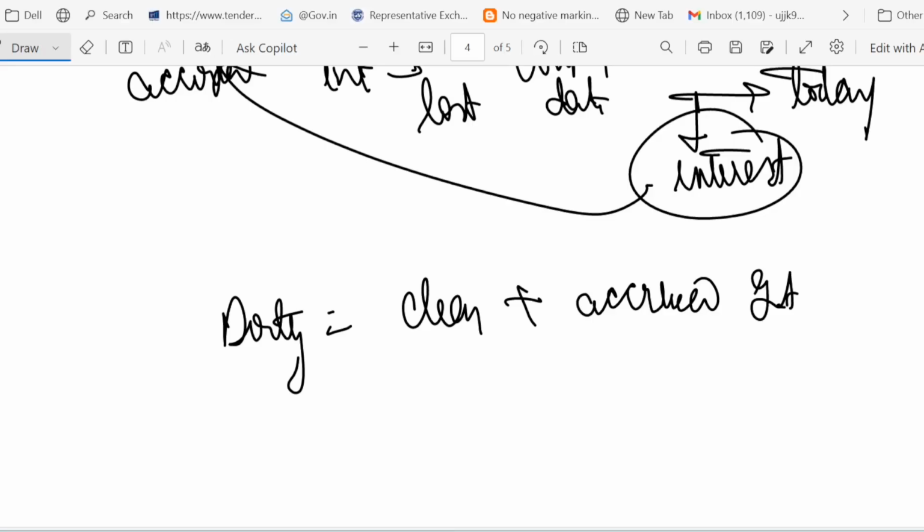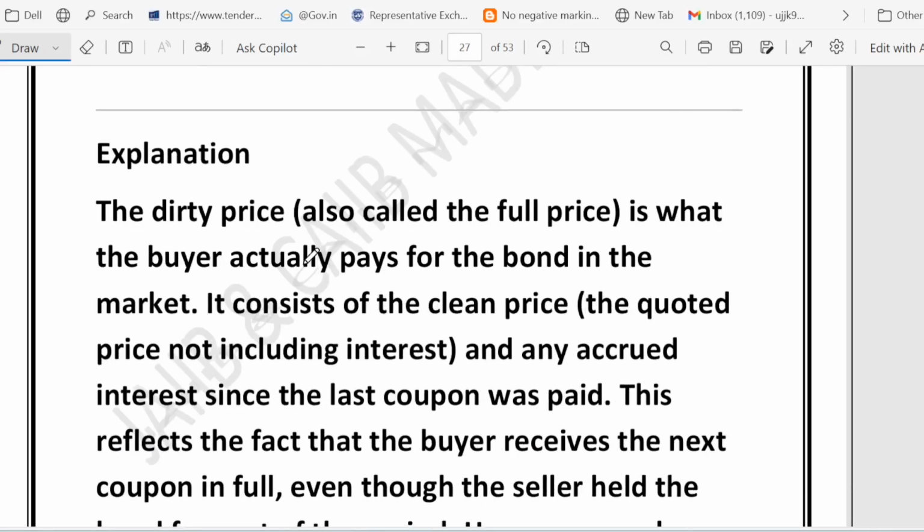So remember, next time someone asks you what is dirty price, just say it is not messy. It is just the full price that you pay, which includes clean price plus accrued interest.